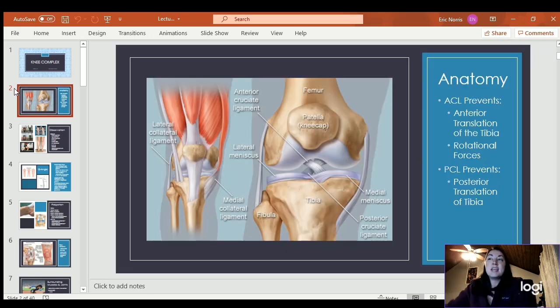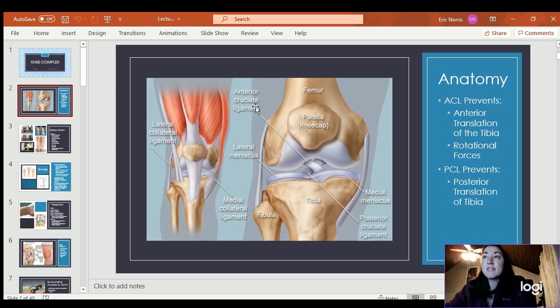So, with the knee anatomy, of course, you know that the quads and hamstrings kind of surround and support the upper part of the knee. The bottom part, as far as muscles go, is the gastrocnemius, but the main thing I want you to remember is all of the ligaments surrounding the knee.